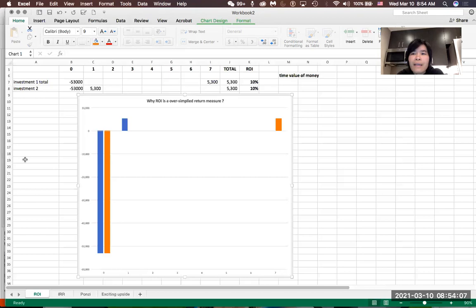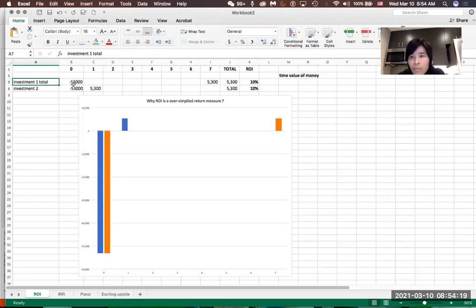Okay, so let's look at two hypothetical investments. To make it comparable, let me just show you. First, investment one: year zero, meaning now, we invest 53K in investment one. And then let's say in year seven, you get 5,300. So using the ROI calculation, whatever you get, that's the 5,300, divided by whatever you invest, that's 53,000. So you get 10%. Okay, simple enough.